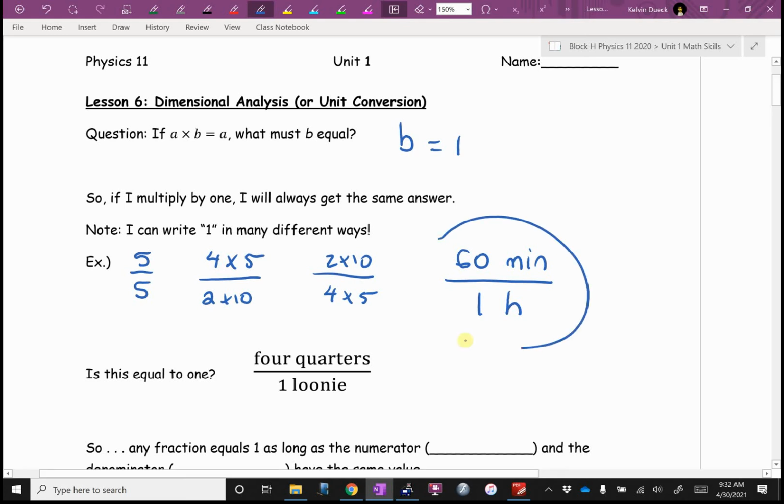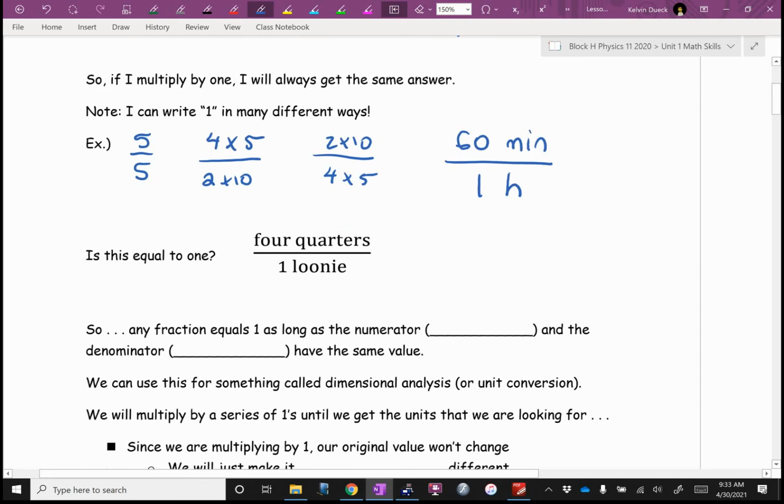And it's this type of 1, what we're going to call a conversion factor, that we're going to use. Because if we wrap our brain around this, dimensional analysis lets you cut down on your memorization tremendously by using facts that you've already memorized because you've grown up a little bit. Is 4 over 1 loonie equal to 1? Yes. So any fraction equals 1 as long as the numerator, top, and denominator, bottom, have the same value, even if they look different.